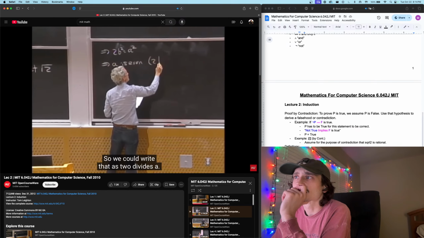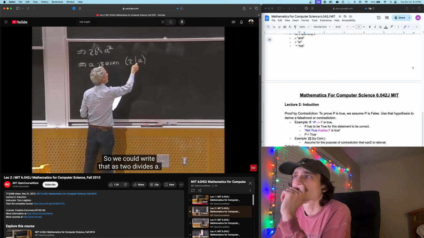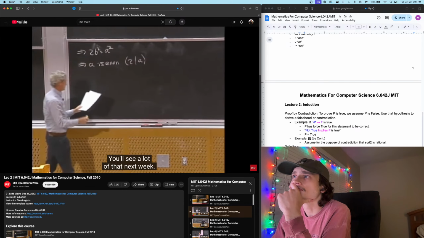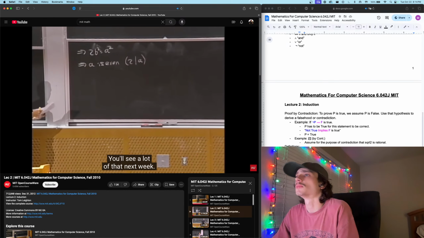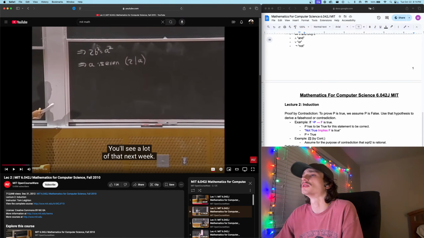All right, so we can write that as 2 divides A. That's the divide symbol. You'll see a lot of that next week. Okay, 2 divides A.